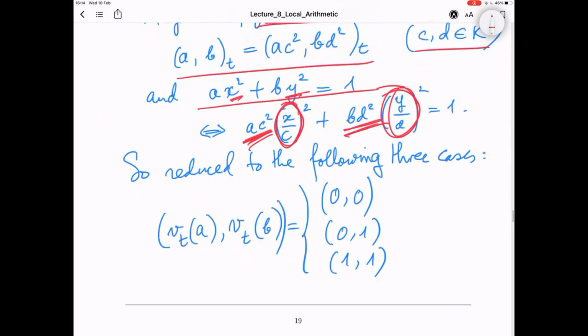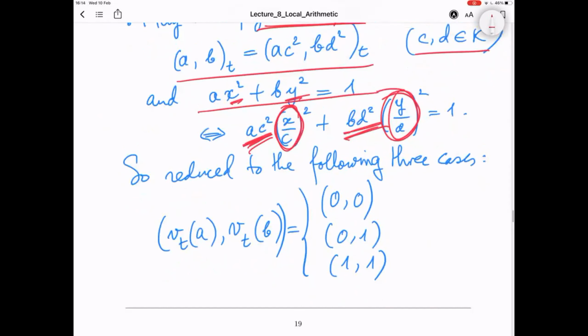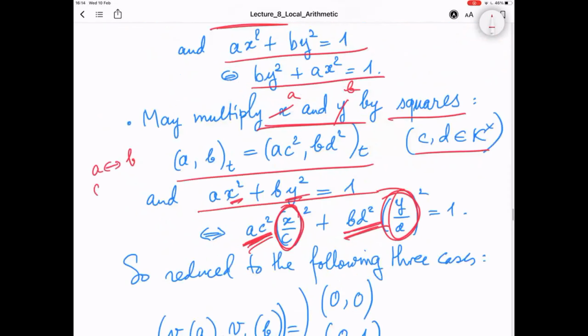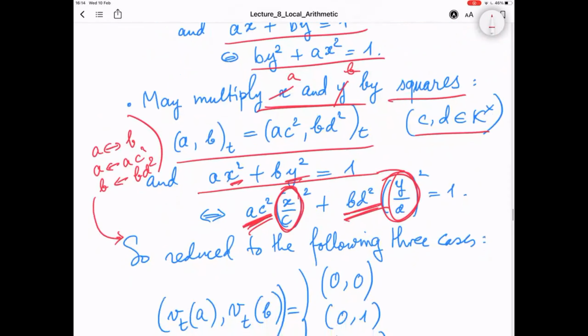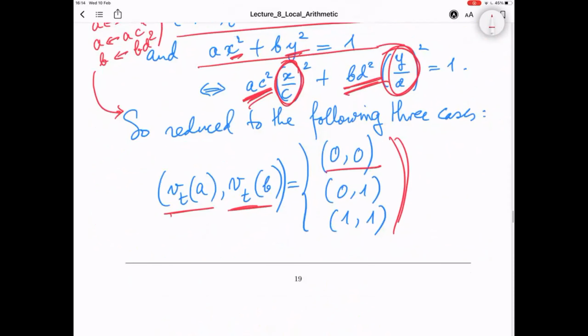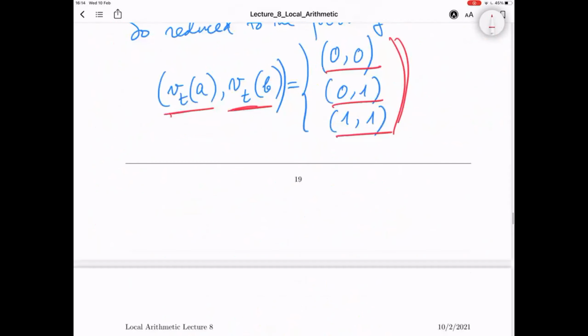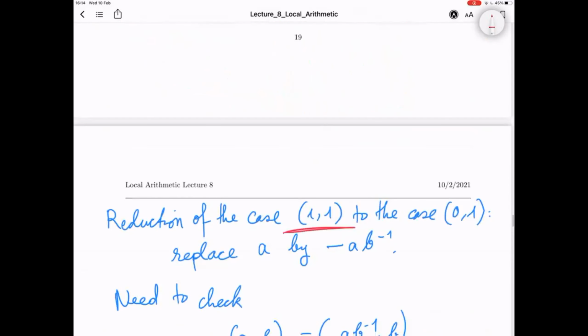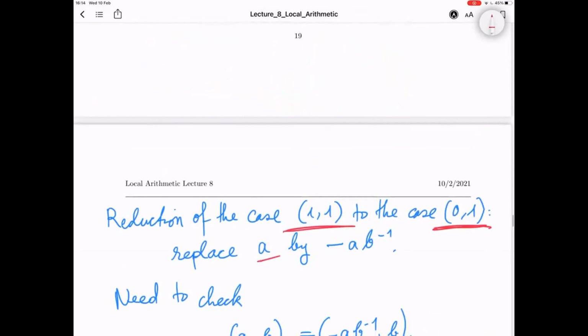So using these two facts, that I can interchange A and B, and I can replace A by AC squared, B by BD squared, these reductions allow you to just consider these three cases. The valuation of A, the valuation of B is either 0, 0 or 0, 1 or 1, 1. Actually, this last case can be reduced to the case 0, 1 by replacing A by minus A times B inverse.